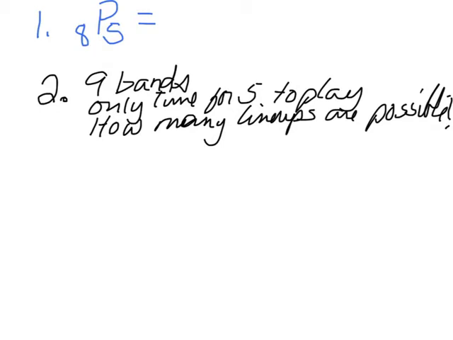Next will be some practice problems. We have two example problems here. The first one is, I want you to take a permutation of 8 things taken 5 at a time, and figure that out in factorials as I did on the previous slide. The second problem is we have 9 bands who have volunteered for a benefit concert, but there's only time for 5 of those bands to actually play. So the question is, how many lineups are possible for the concert? Go ahead, pause the video, and take a moment to do each of those problems.